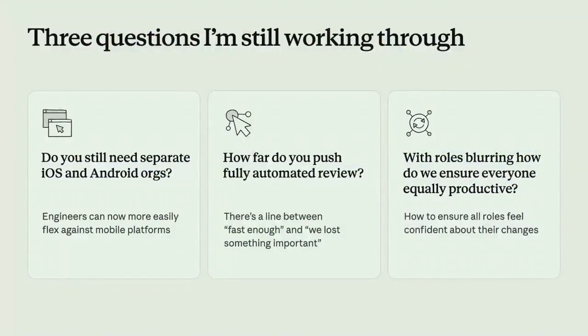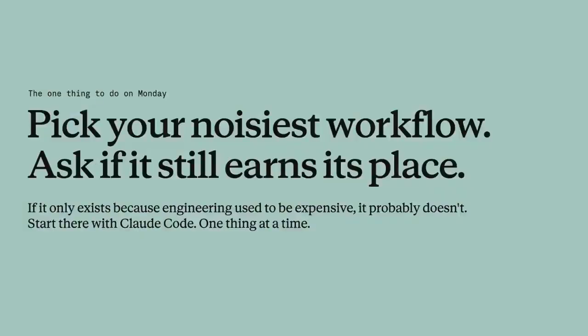How much do you push fully automated review? Again, when do you strike the balance between fast enough and we lost something important? It goes back to trust but verify. And what's interesting is, as you might have heard earlier in Dara and Danella's talk, the model capabilities keep improving. So even if you need to do more verify than trust for a certain section of work, that might change for the next model. That's why it's always important to reevaluate. And roles are blurring, so how do you make sure that everybody feels equally productive?